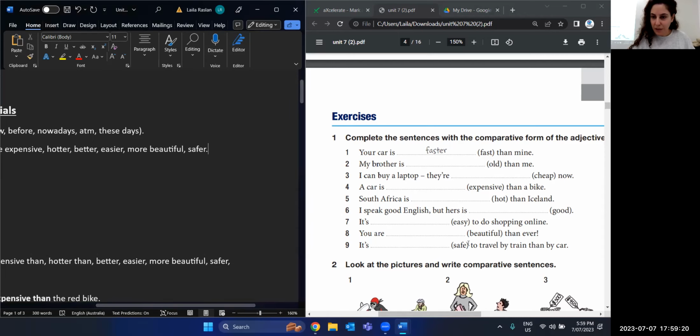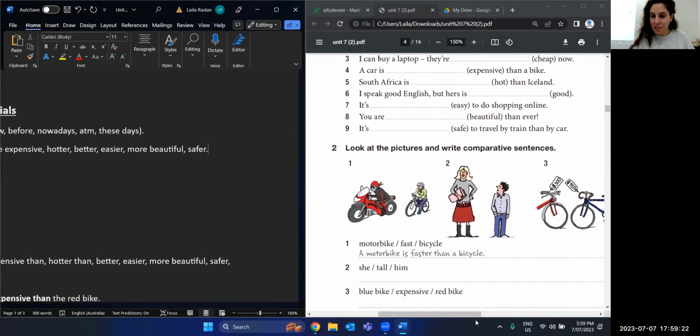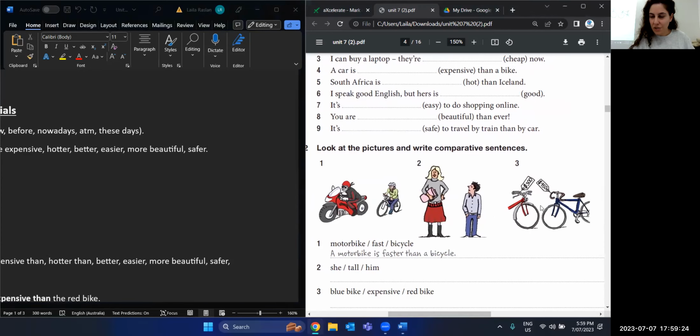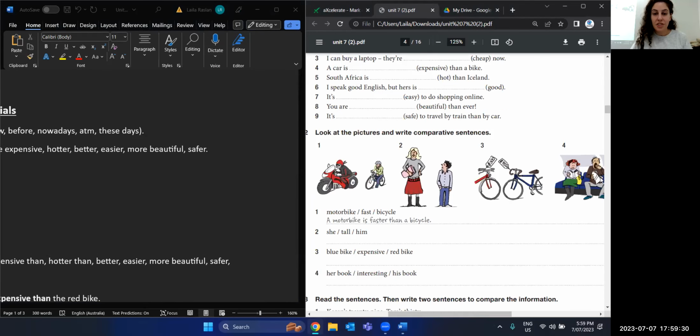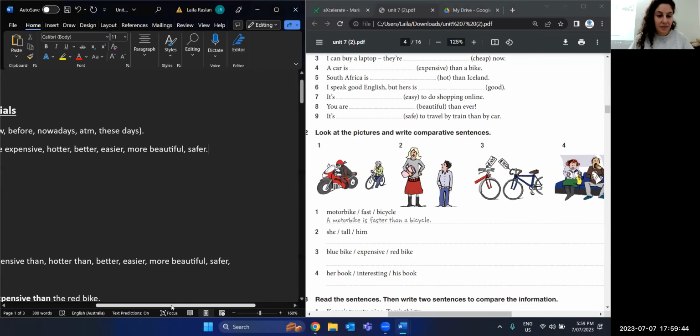Okay, let's keep going. So we're looking at the images now. 1, 2, 3, and 4. I'll zoom out. 1, 2, 3, and 4 images. So the first one says a motorbike is faster than a bicycle. A motorbike is faster than a bicycle. I'm comparing two nouns.